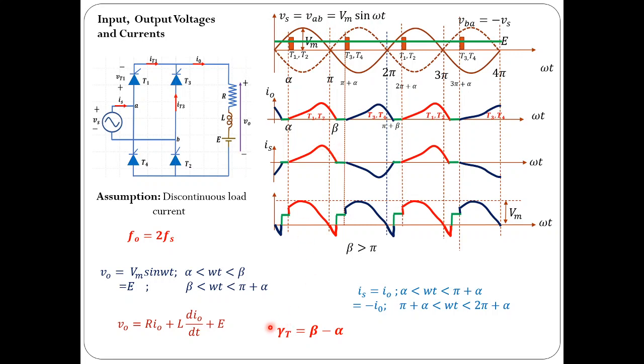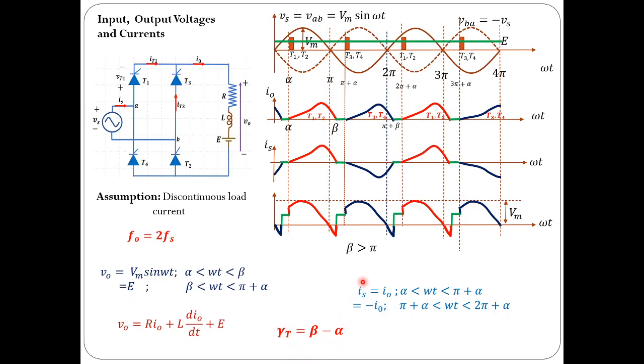Now you can see that thyristors 1 and 2 are conducting between alpha and beta. So the conduction angle of thyristor 1 or 2 is beta minus alpha, and the conduction angle of T3 and T4 is also beta minus alpha. So for any thyristor, the conduction angle is beta minus alpha.